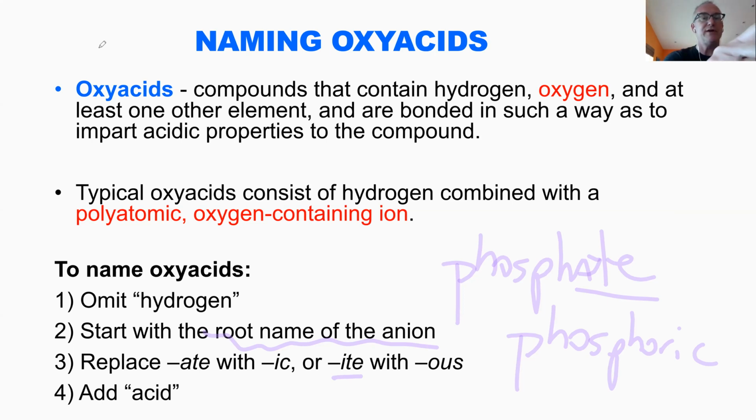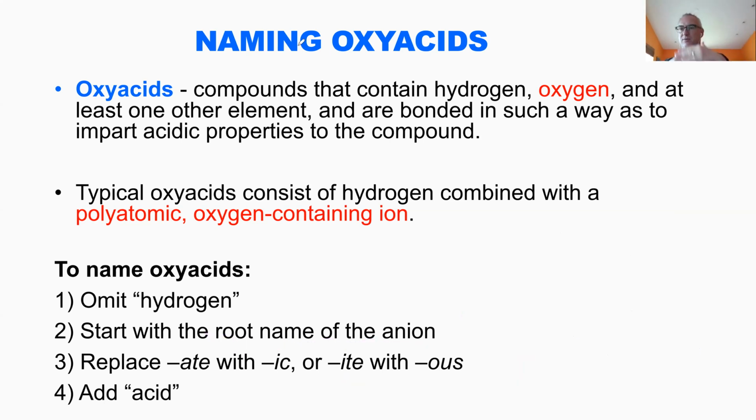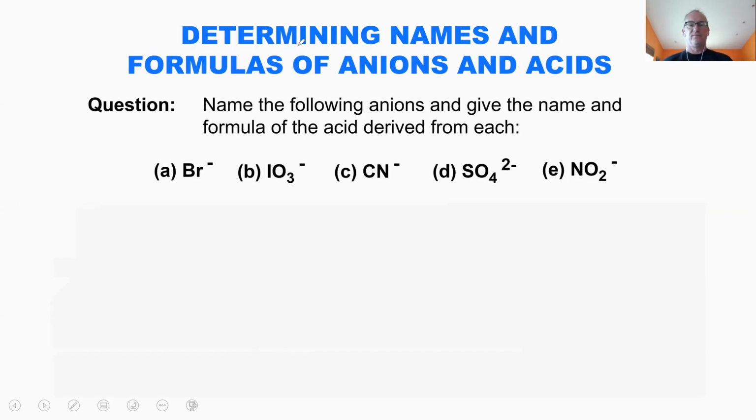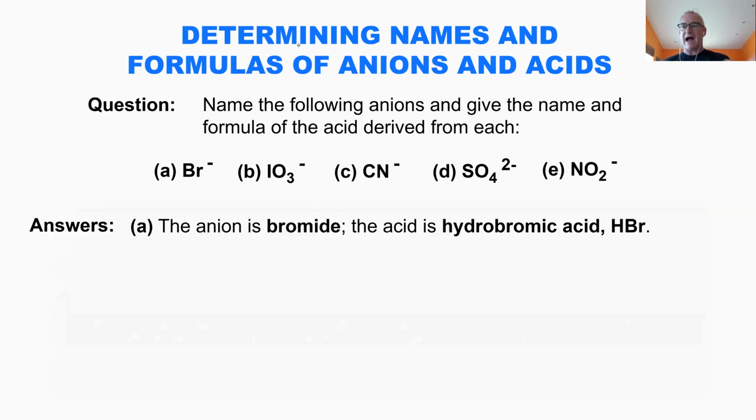So remember, you do not have to memorize all these names. It is in the tables for you. I just want to show you how it works. So we have bromide there. That would be hydrobromic acid.